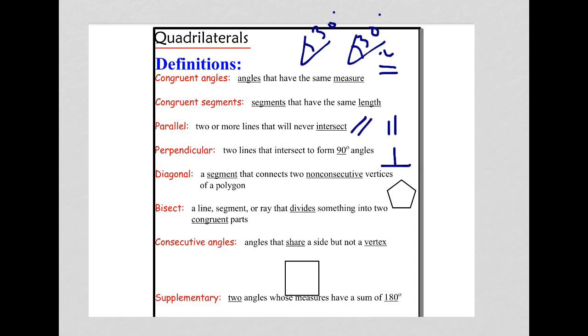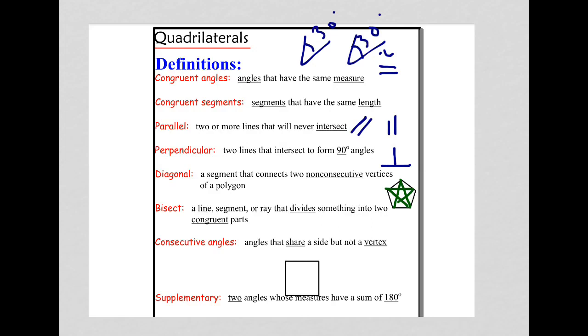Diagonal means a segment that connects two non-consecutive vertices of a polygon. So if we're looking at this pentagon down here, a diagonal would be something like that, connecting those two vertices, or one like that, connecting those two, and those two. Those are all the diagonals that pentagon has. It's just a segment that connects two non-consecutive vertices of a polygon.